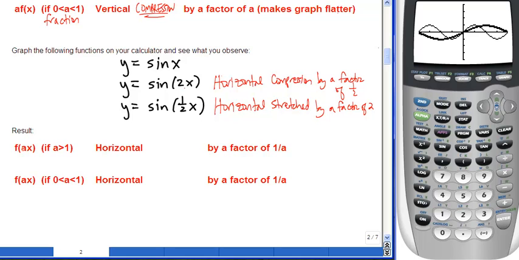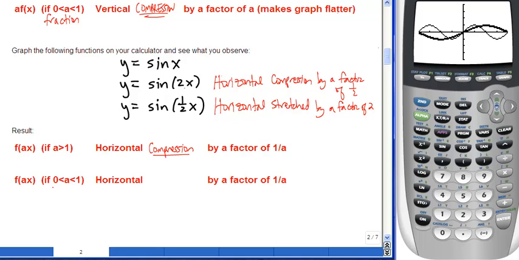So if the constant on the inside, this a, being multiplied by x, is a number that's bigger than 1, then this is going to be a horizontal compression by a factor of 1 over a. So remember up here when we had our 2 times x, we actually compressed this by a factor of 1/2. So we got through one cycle in half the amount of time that we did before.